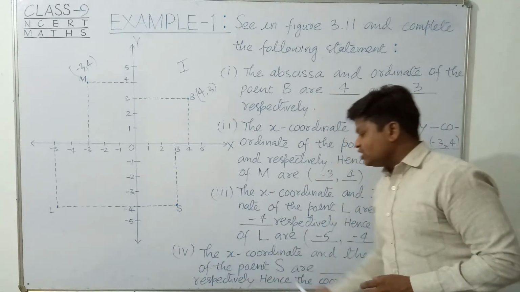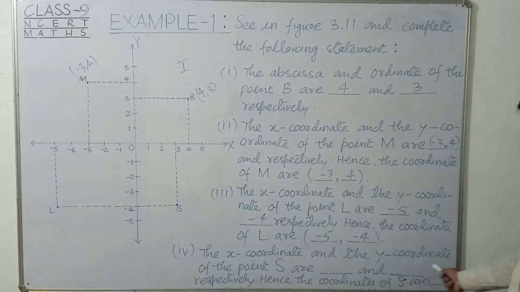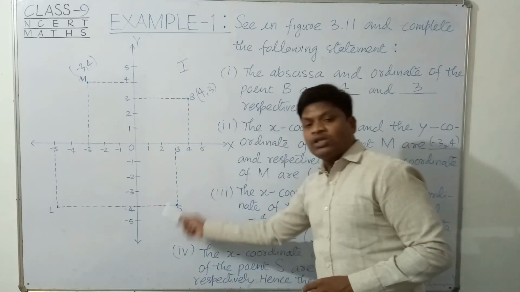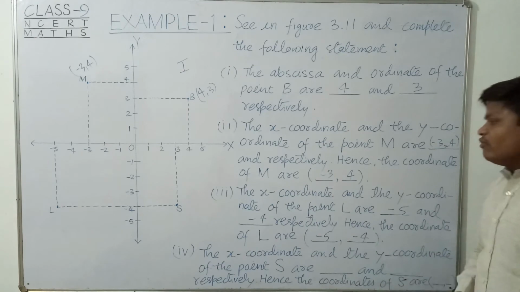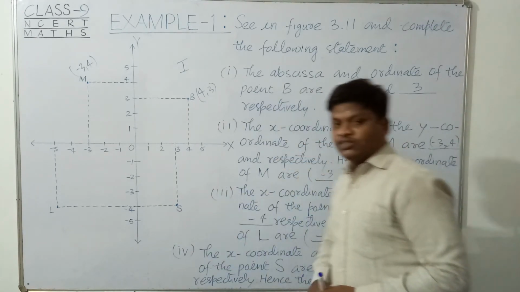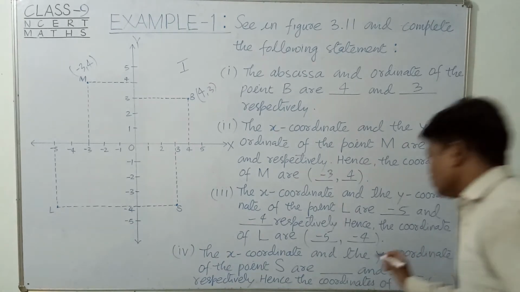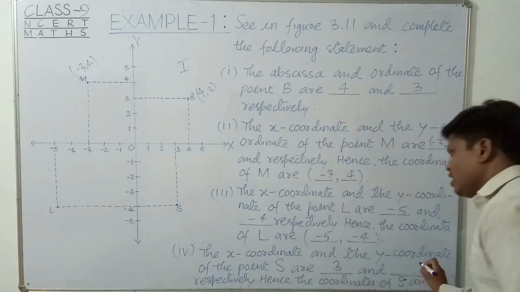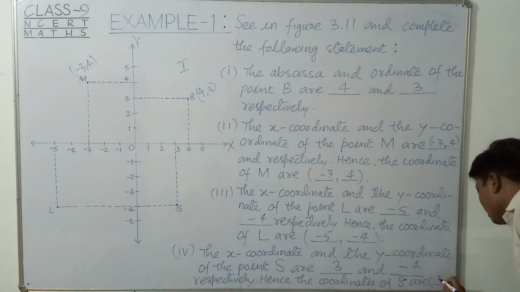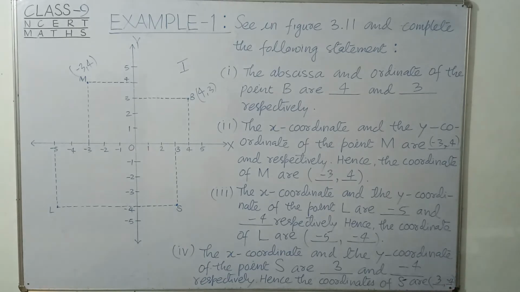Now in the fourth statement, the x coordinate and the y coordinate of the point S. You can see the point S lies in the fourth quadrant, S का coordinate होगा 3 और इसका coordinate होगा -4. You can easily find out, right? So here we can write 3 and here we can write -4. Again at the last of this statement we can write, यहाँ पर लिखेंगे 3 and -4. So this is how we can complete this question.